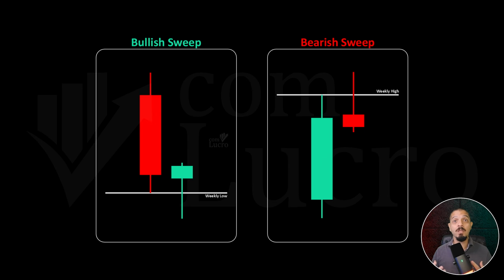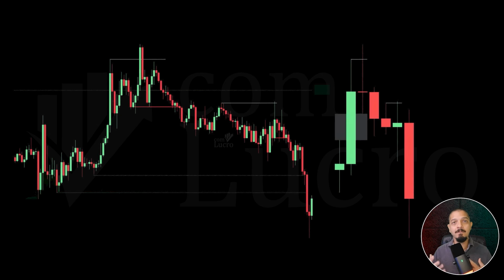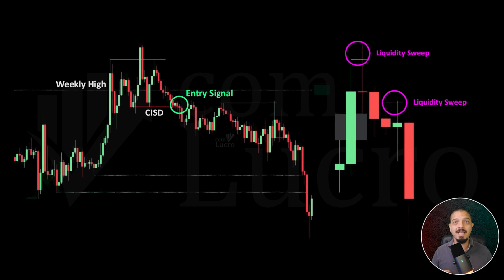You're looking for a clear sweep or a clear failure to displace in this area. Most false moves happen before this reaction. This step requires patience and manual marking, allowing you to read price behavior directly.